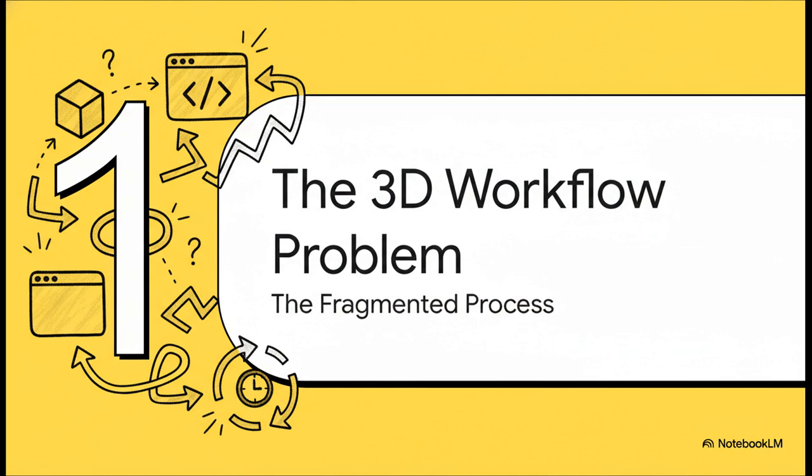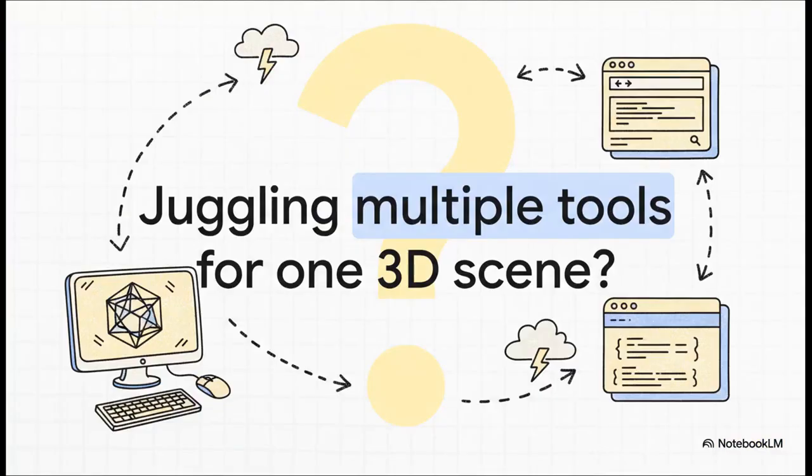For years, creating 3D web content has felt like this broken relay race. You model something in one program, you write code in another, and then you just cross your fingers and pray it all works when you refresh the browser. It's a constant, jarring back and forth. Does this whole setup look familiar? I bet it does for a lot of you.